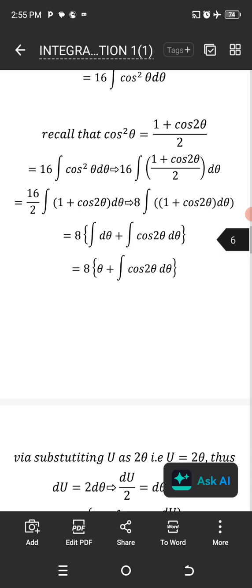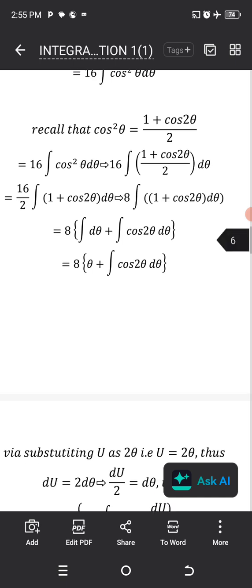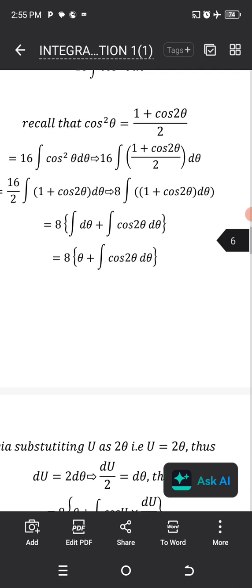So 16 over 2. You can see we're having 16 over 2. Why? Because the 2 at the denominator will be taken out, which is constant. That is 1 over 2. So 16 over 2 integral of 1 plus cos 2 theta d theta will eventually give us 8 integral of 1 plus cos 2 theta d theta. So now you just apply normal integration method. So we have 8 open brace integral of d theta plus integral of cos 2 theta d theta, close brace.